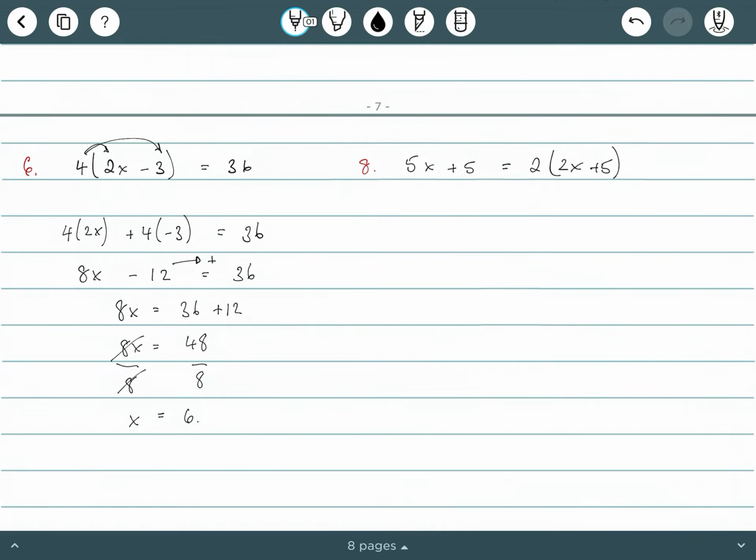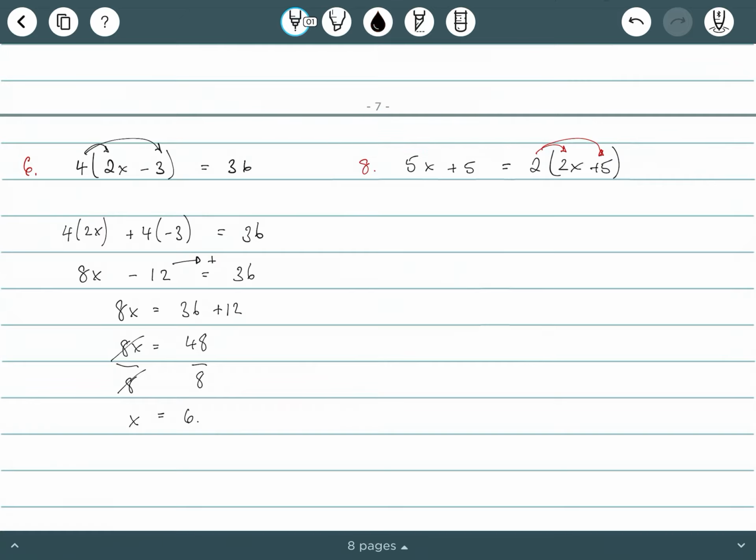Okay? On the left-hand side of the equation, there's nothing needed to be done. On the right-hand side of the equation, we need to multiply out the bracket. And how do I do that? Well, I'm going to go 2 multiplied by 2x, and I'm going to go 2 multiplied by 5. We'll do that nice and slowly.